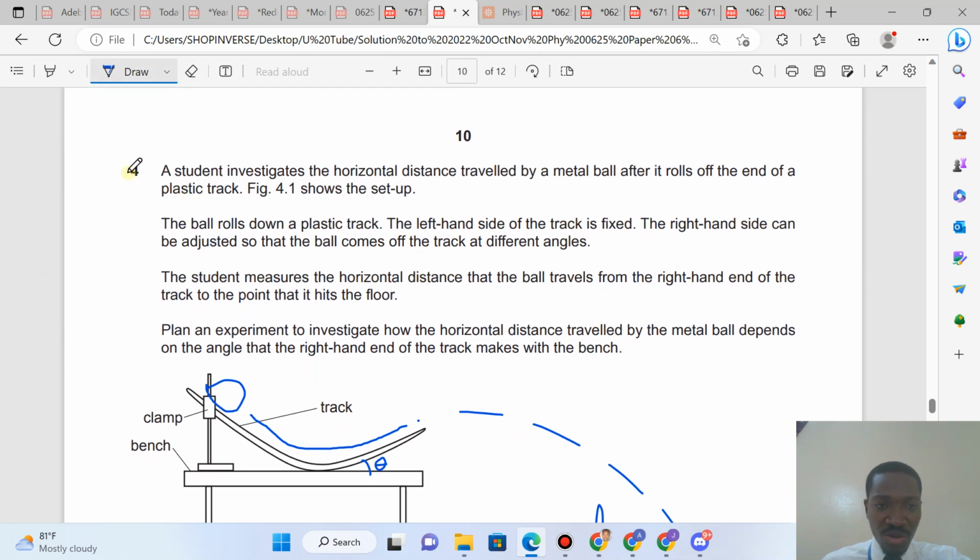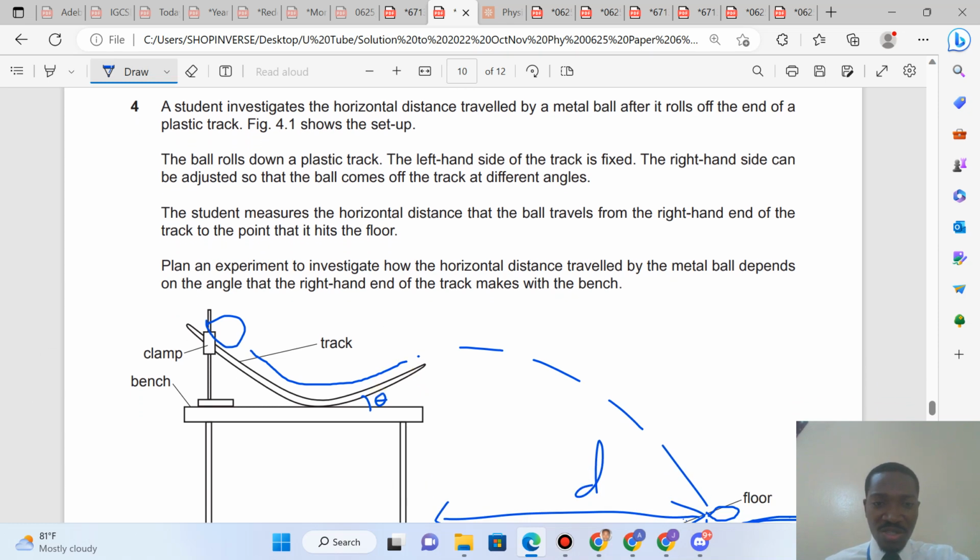Let's look at the procedure. The ball rolls down a plastic track. The left side of the track is fixed. The right hand side can be adjusted so that the ball comes off the track at different angles. So the angle at this side can be adjusted so that the ball jumps off at different angles. You can make this side lie completely flat so that the angle can be 0. Then you can raise it to 10, 20, 30. You raise it to different values.